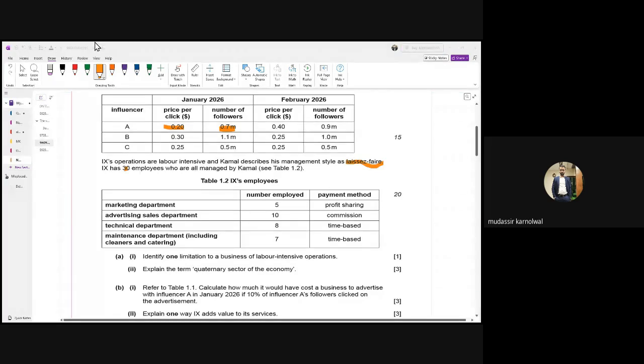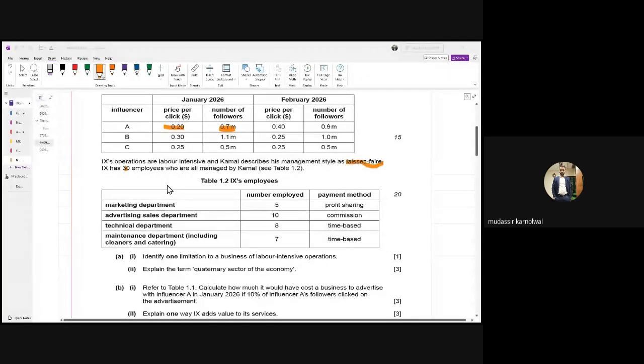Okay. So how can you add the value? IX can add value to its services by providing more detailed information about the clicks. It can provide analytics to the influencers on how many people are following, compared to its competitors. This allows influencers to better understand their audience and improve their content accordingly, which makes the platform more useful and attractive. Okay.